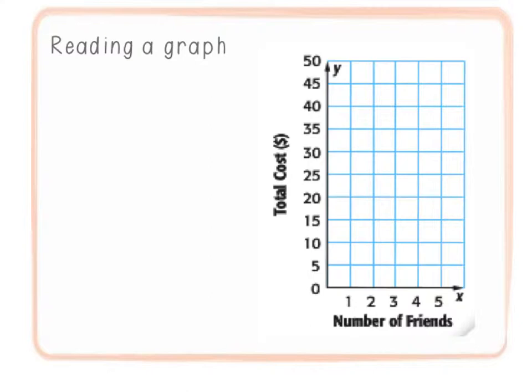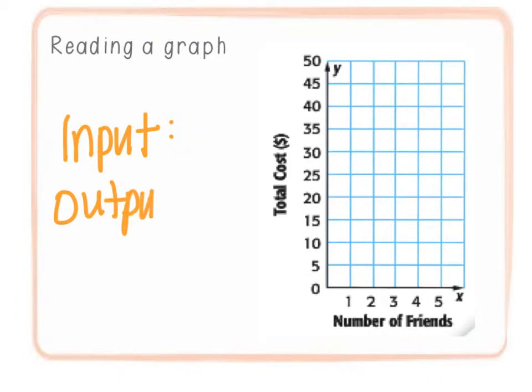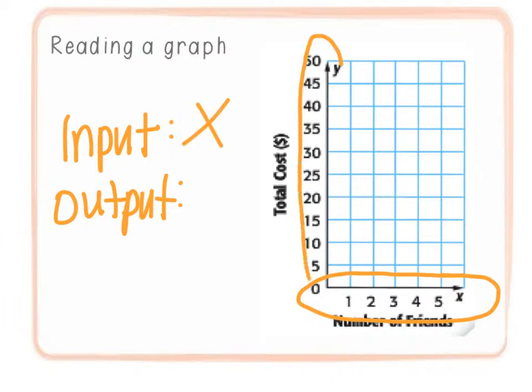In order to work backwards, you're going to need to know the input and the output. By looking at this graph, I would need to know where to find that. The input is down here because it's the x's, and the output is this vertical line because it is the y's. So keep in mind that the inputs are on the horizontal x-axis and the output is on the vertical axis, which is the y's.